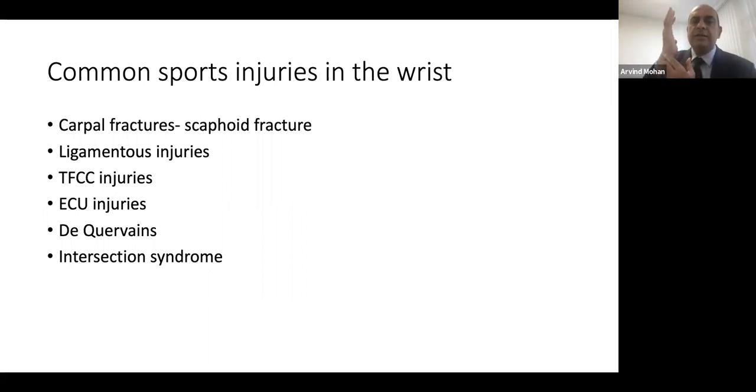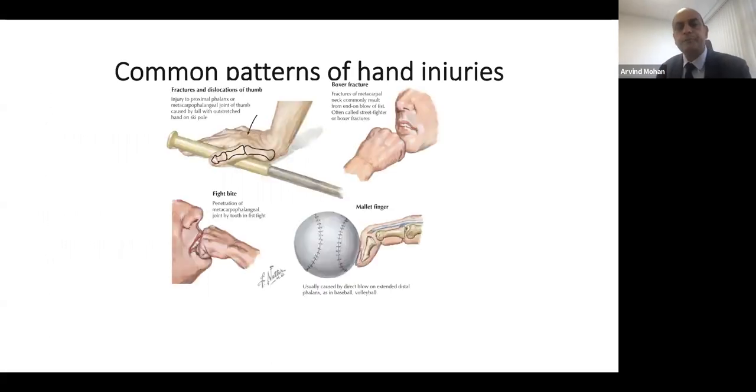And on the ulnar side, the important structures are the TFCC, along with the ECU tendon, which is inside its own subsheath, and sometimes there can be injuries to that. On the radial side, you have the first dorsal extensor compartment, or the second and the third dorsal extensor compartments, where again tendinitis can happen, and that can also present with pain and discomfort.